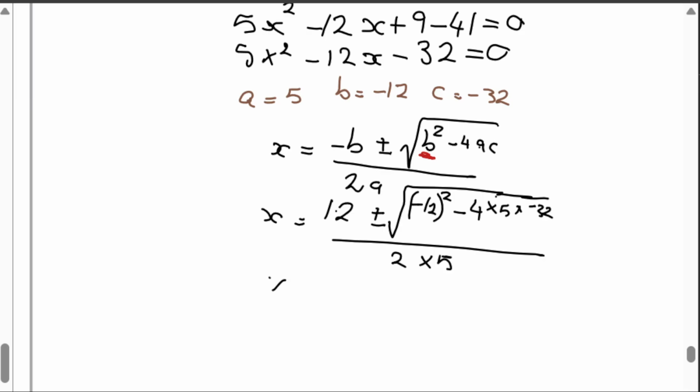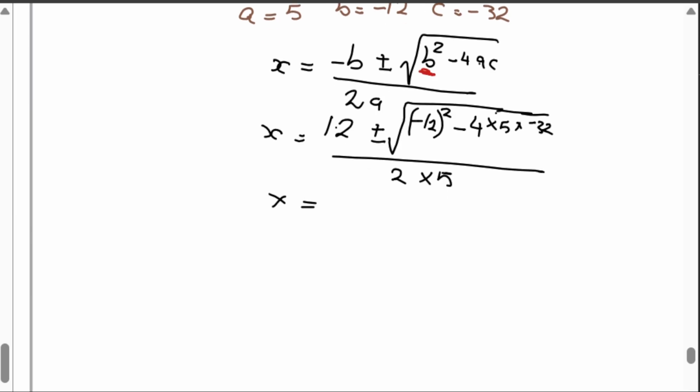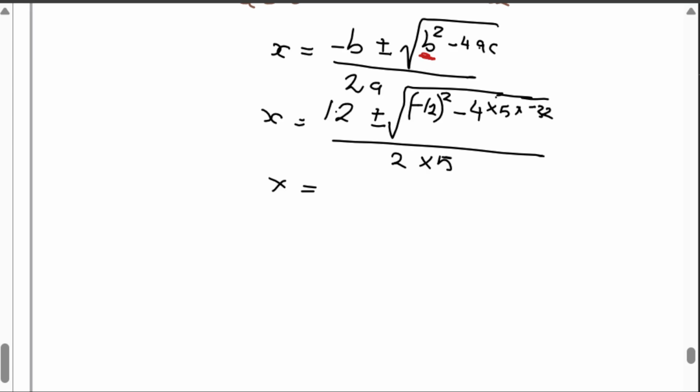Once you get to this point, don't try to make this symbol. Your calculator will do all that. So start by plugging in just the positive value. So this is what you will do. You will do 12 plus the square root of (negative 12) squared minus 4 times 5 times negative 32. So just write it all like that. Go down and write 2 times 5.